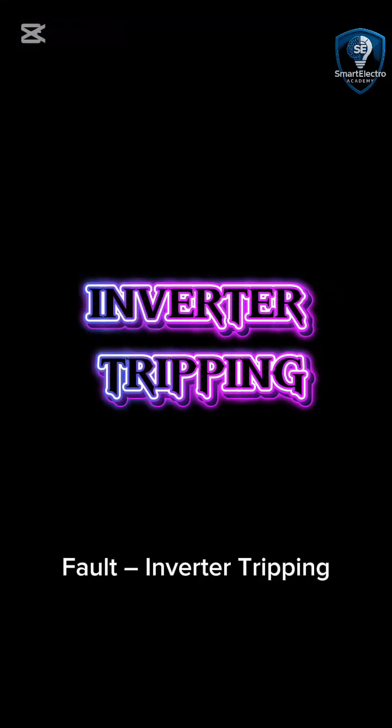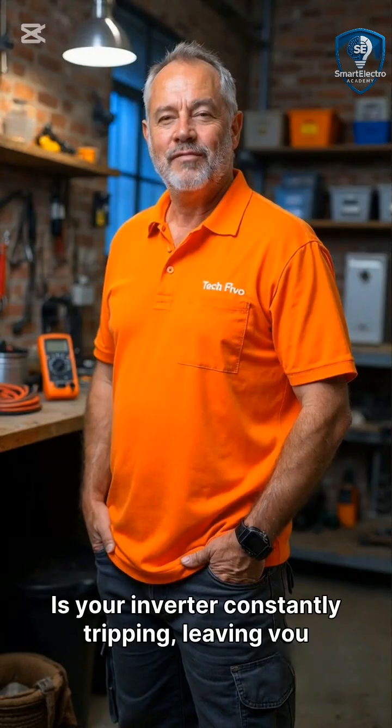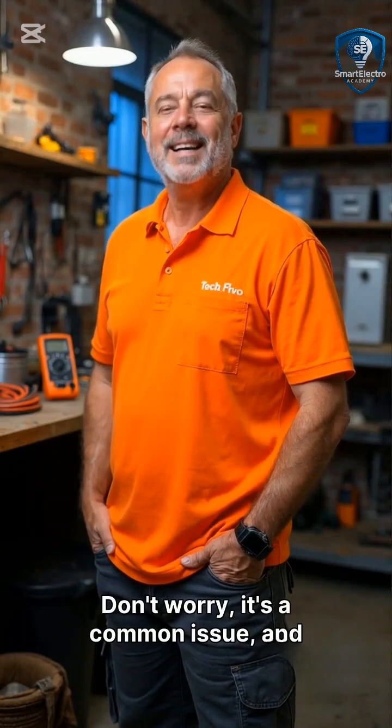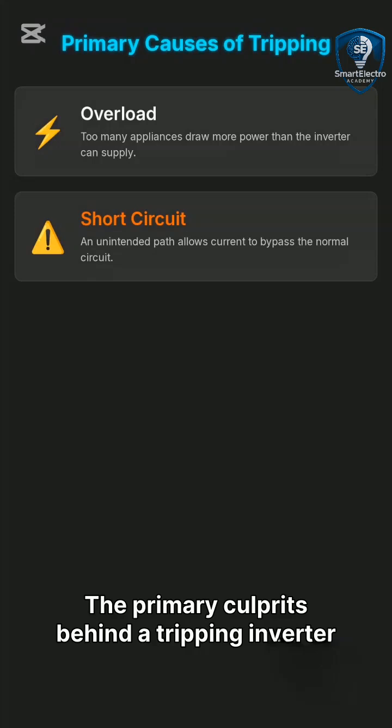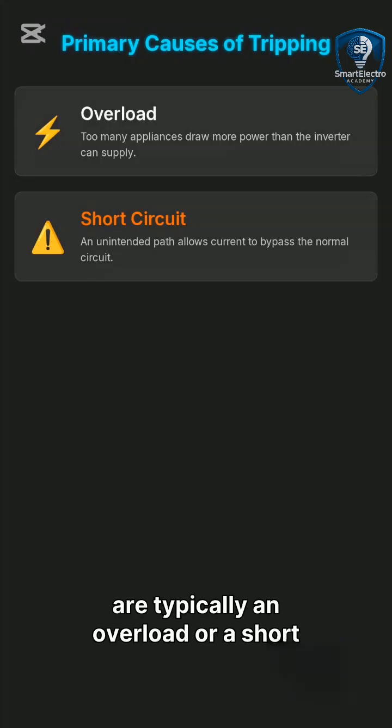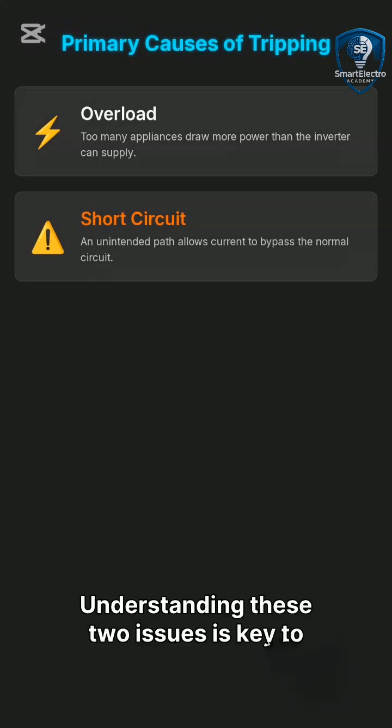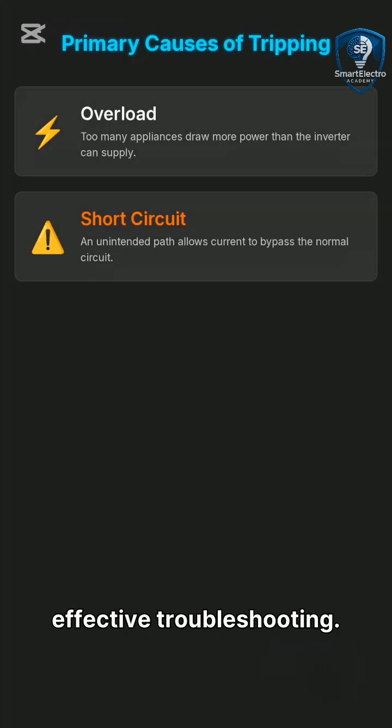Fault: inverter tripping. Is your inverter constantly tripping, leaving you without power? Don't worry, it's a common issue, and we're here to help you understand why and how to fix it. The primary culprits behind a tripping inverter are typically an overload or a short circuit. Understanding these two issues is key to effective troubleshooting.